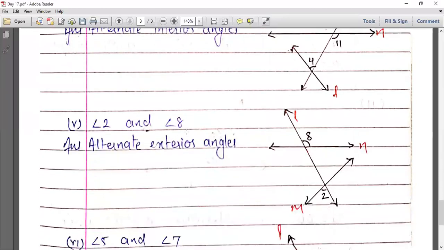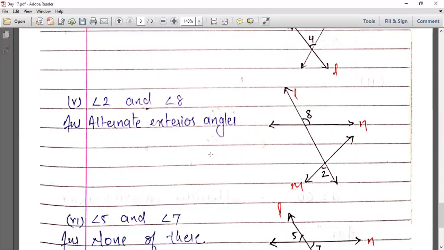Angle 2 and angle 8. For angle 2 and angle 8, lines M and N will be the pair of lines and line L will act as a transversal. Angle 2 and angle 8 are on the alternate sides of the transversal and outside, on the exterior of the two lines M and N. Hence, these are alternate exterior angles.